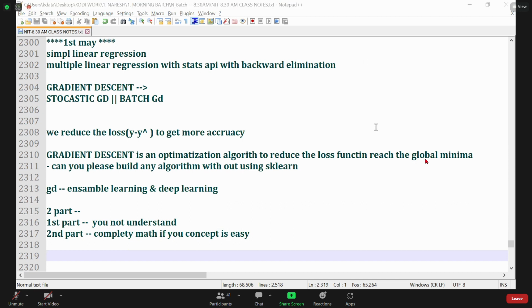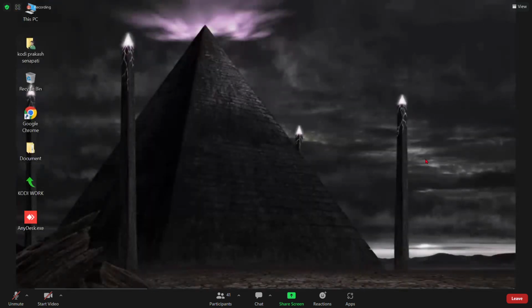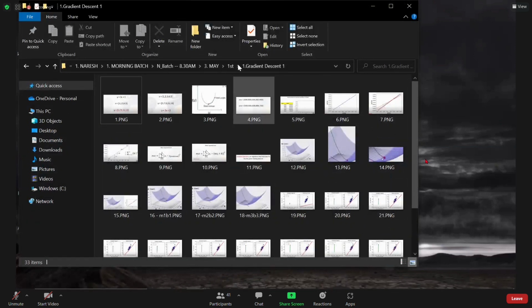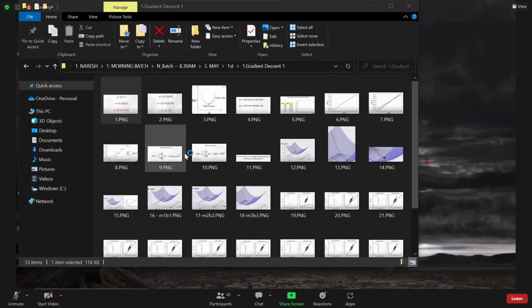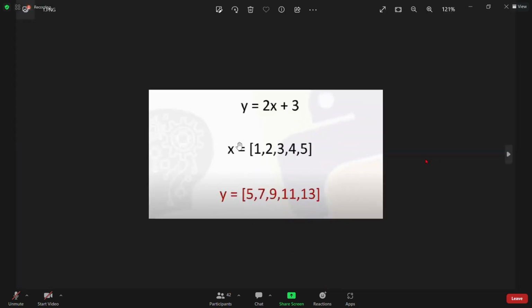Let's close this and I minimize it. So the first part is gradient descent. Now listen to what exactly I'm saying. Try to reduce the loss to reach the global minima. I have one equation, y equals mx plus c, isn't it? If I feed these values, 1, 2, 3, 4, 5, can I get the output or not?